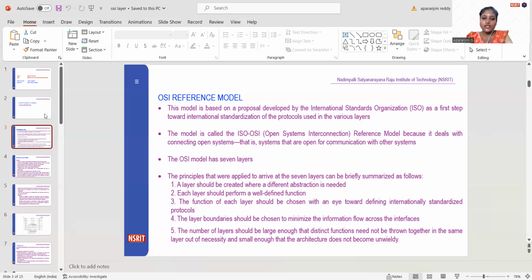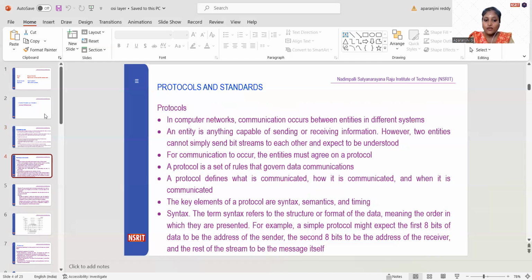The design principles of the OSI reference model are as follows. A layer should be created where a different abstraction is needed. Each layer should perform a well-defined function. The function of each layer should be chosen with an eye toward defining internationally standardized protocols. A layer boundary should be chosen to minimize the information flow across the interfaces. The number of layers should be large enough that distinct functions need not be thrown together in the same layer out of necessity, and small enough that the architecture does not become unwieldy. So the number of layers should not be too large or too small.